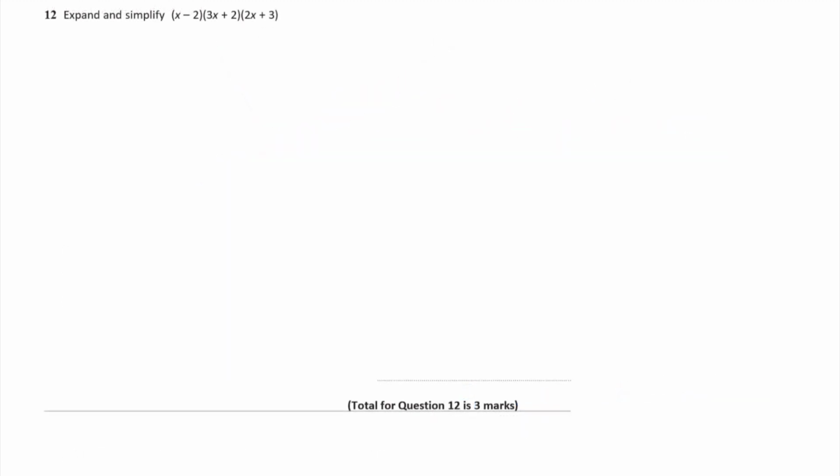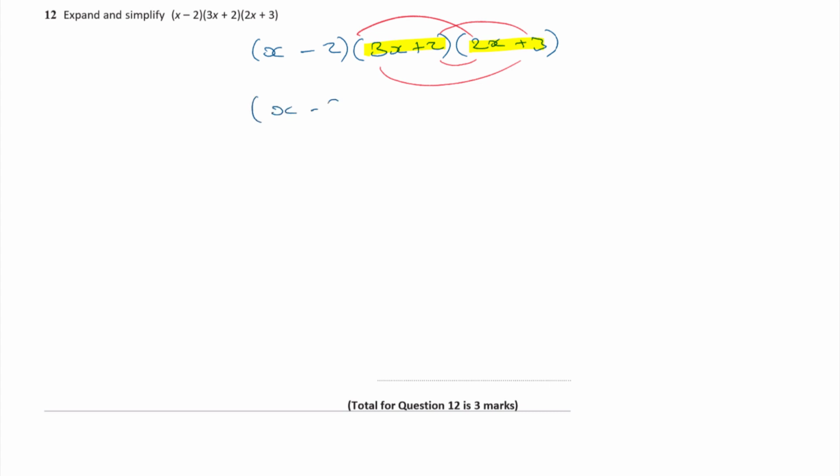Question 12: expand and simplify x minus 2 times 3x plus 2 times 2x plus 3. Okay, so we've got a triple bracket here. This is going to be fun. So x minus 2 times 3x plus 2 times 2x plus 3. What I'm going to do first is work out multiplying these two brackets together using FOIL: first, outside, inside, last, or 2 eyebrows, a nose, and a mouth. I'm just going to leave this x minus 2 alone for now at the start. We'll come back to that a bit later on.